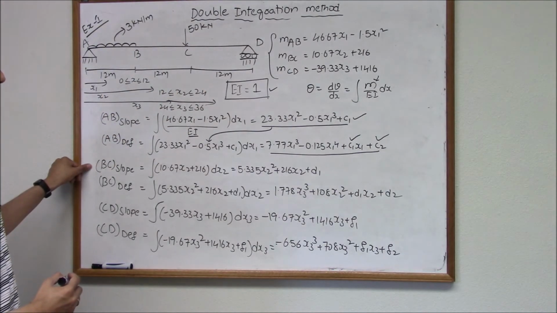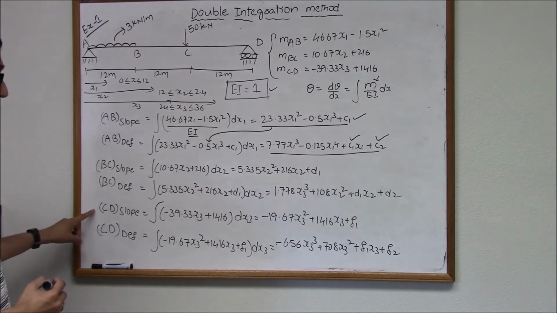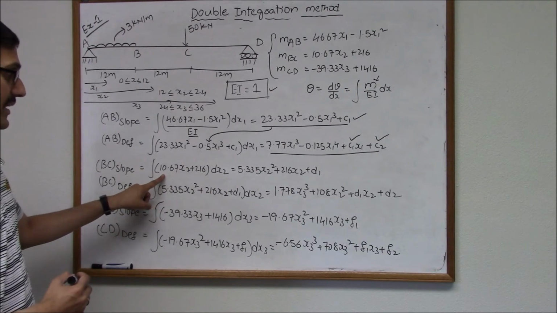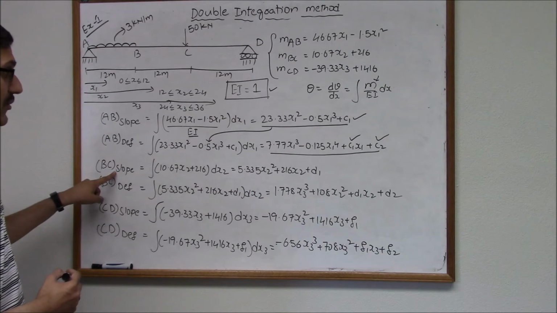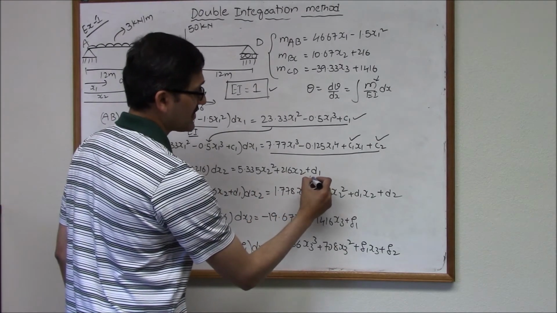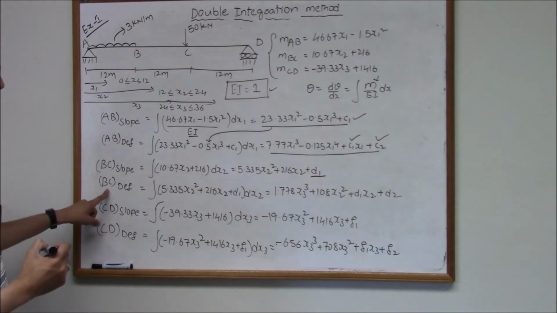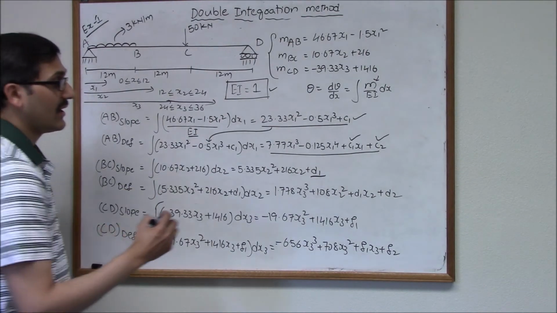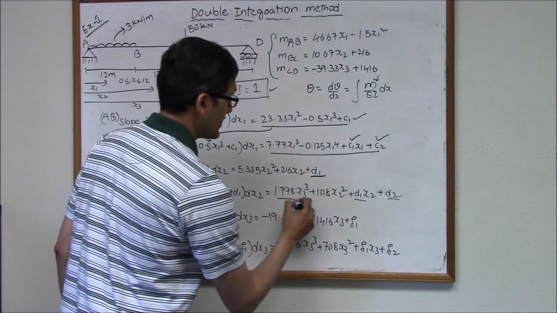I have to repeat the same procedure for the span BC and the span CD. How did I do that? I just integrated the M by EI equation once in order to get the slope, and when I integrated the M by EI equation once, I get one integration constant, and when I integrate the M by EI equation twice, I get two integration constants in the deflection equation.